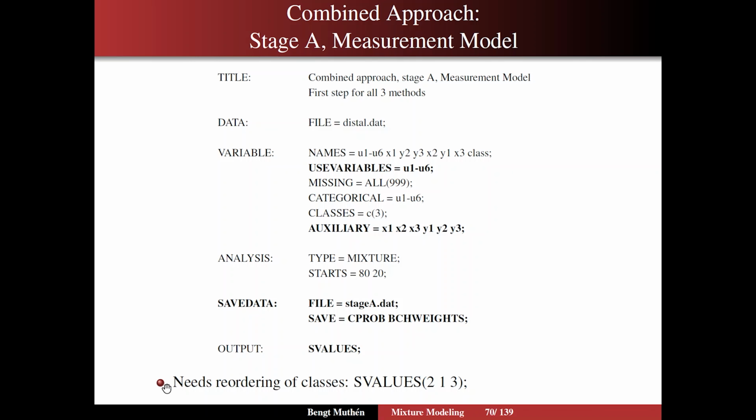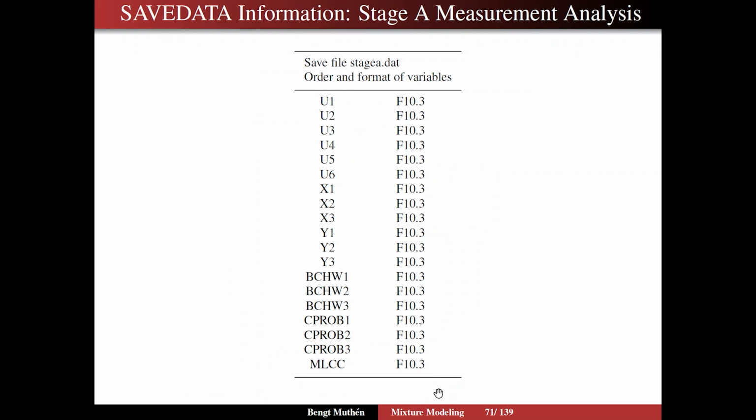As an aside, in this run, we need to reorder the classes because they come out in a different order relative to other runs that we do, to be able to compare the results easily. So we do an S values reordering of the classes. The second class in the run here should be the first, etc. So the save data information now is all of the latent class indicators, all of the x's and y's, the BCH weights, and the CPROBs, and the most likely class that three-step needs.